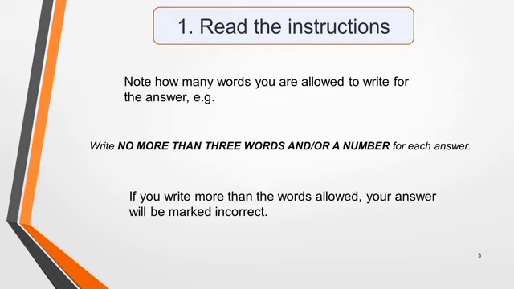for. Read the instructions carefully, paying particular attention to how many words you're allowed to write for the answer. The instructions for our sample diagram question state that you must write no more than 3 words and/or a number for each answer. If you write more than 3 words, your answer will be marked incorrect, even if the information you give is correct. Other questions might ask you to write no more than 2 words, or only 1 word, so be careful. Don't lose marks over silly mistakes like this.